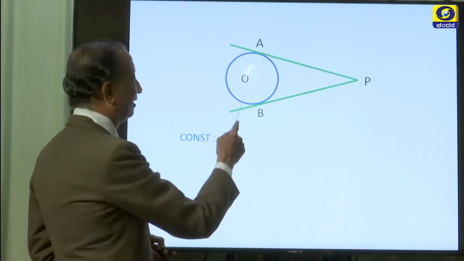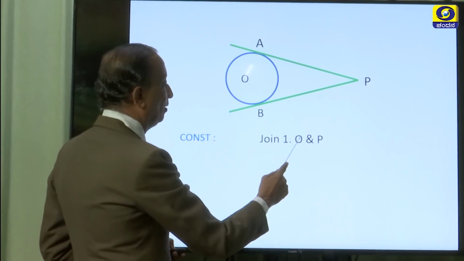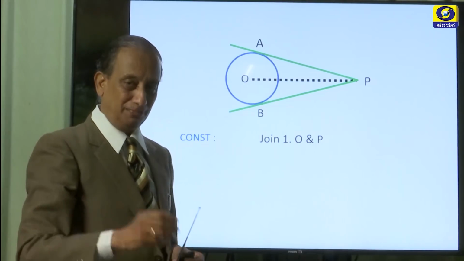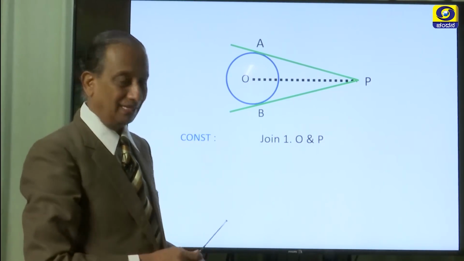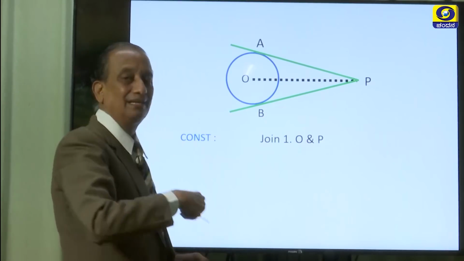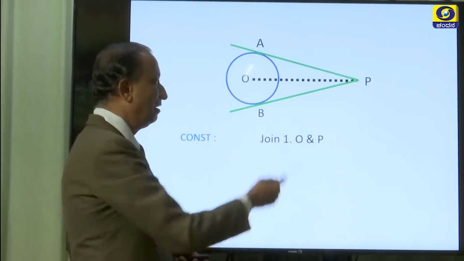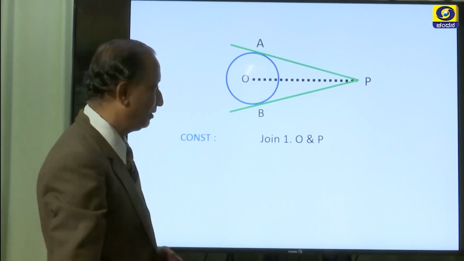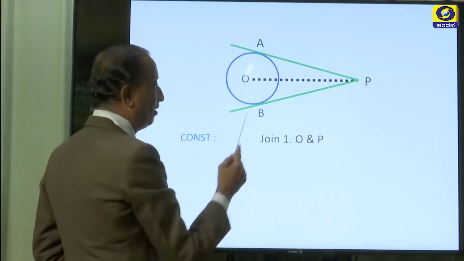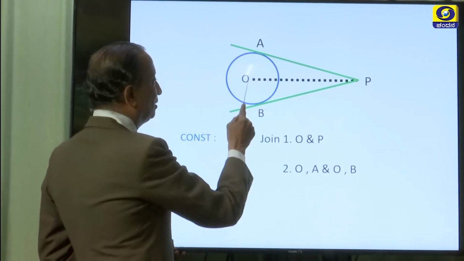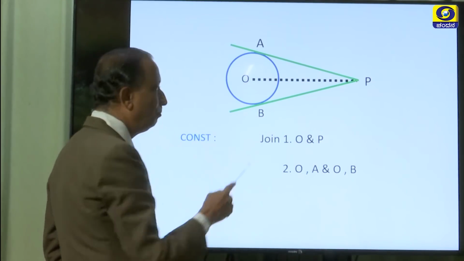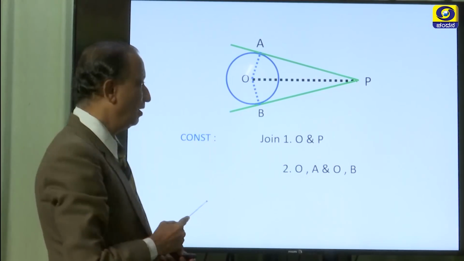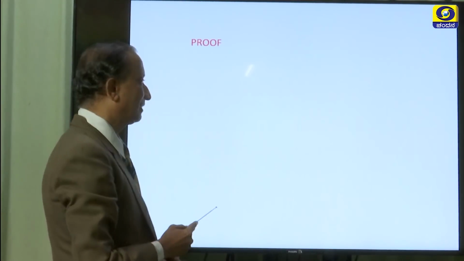So what is the construction? Point number 1, join O and P. Whatever construction we do, it is better you do it in broken lines, since a continuous line indicates that it is given in the theorem itself, and this is not found in the theorem. We have only drawn it in order to prove it. So join O and P, point number 1. Point number 2, join OA and OB also. Okay, and this is the construction.